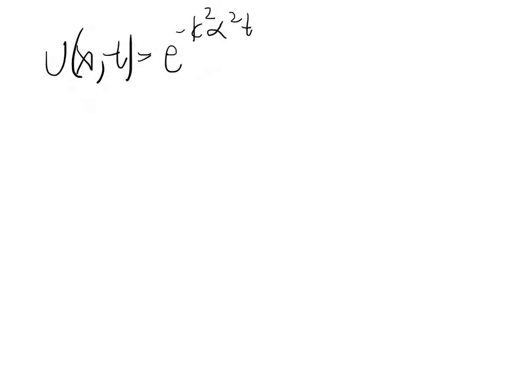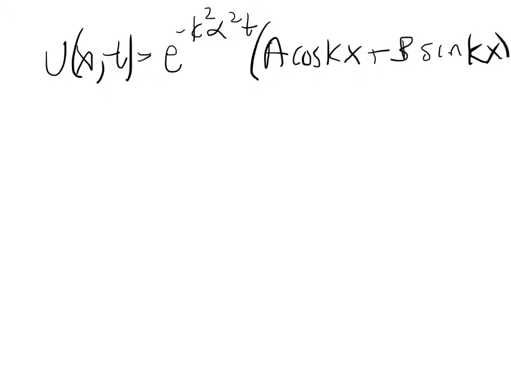So that gives us an expression of u, where u of x comma t is equal to e to the minus k squared alpha squared t, times (a cos kx plus b sin kx). Remember, this is coming from the k not equal to 0 case, and then to it we add the k equals 0 case, essentially the steady state one, c plus dx. Okay, and now we're going to try to figure out which of these constants we can do away with.